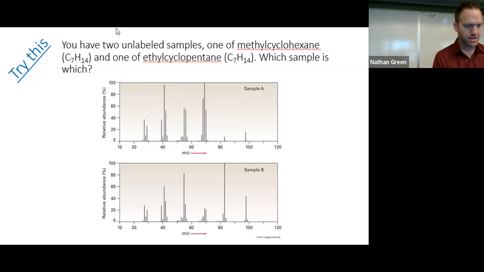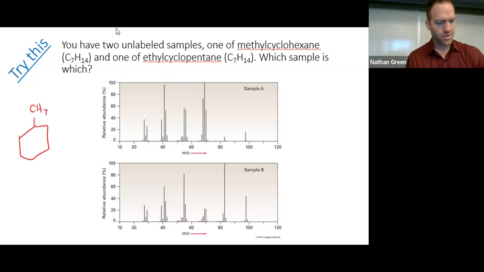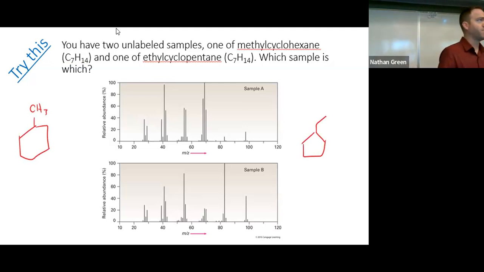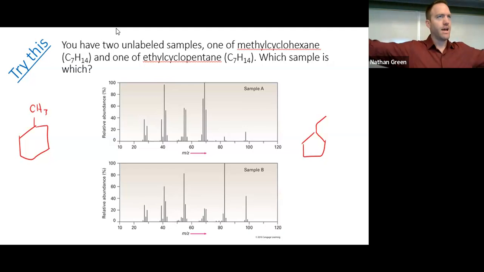Let's draw these out. Methyl cyclohexane. Cyclohexane looks like this. A methyl group would be attached to the top of it. There are 7 carbons, 14 hydrogens in that. Ethyl cyclopentane has 5, 6, 7 carbons, 14 hydrogens. They have the exact same molecular weights. That's not helpful. So I can't even do my double focusing mass spec. But I can use these two to figure out which one's which. How?